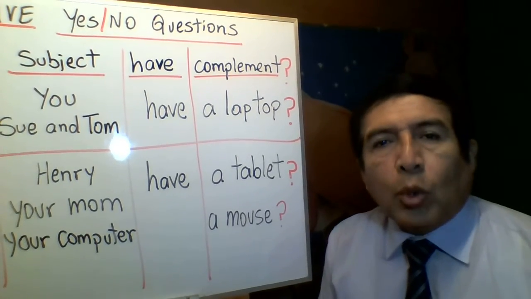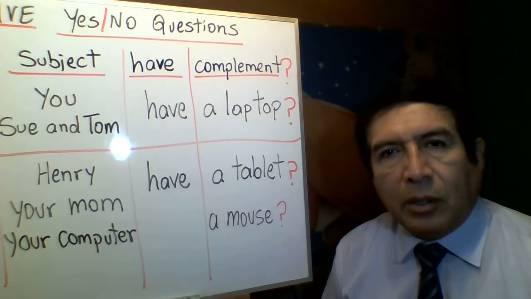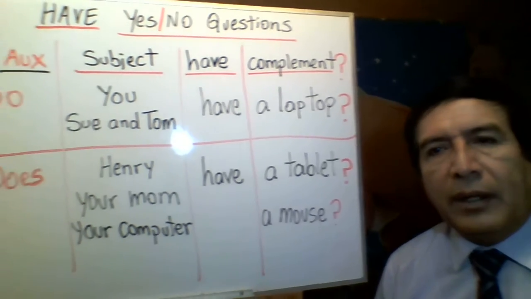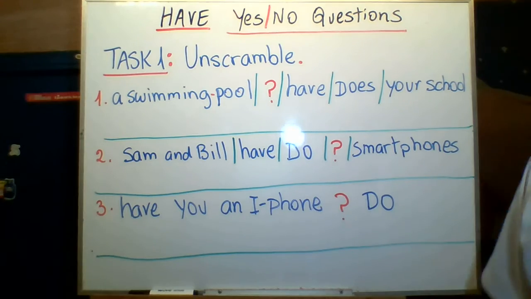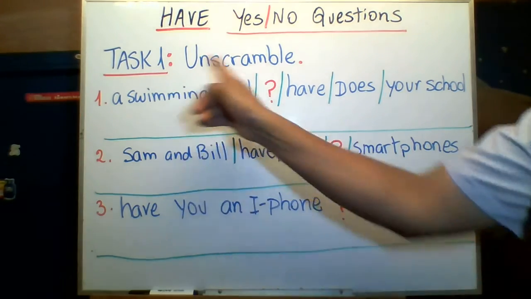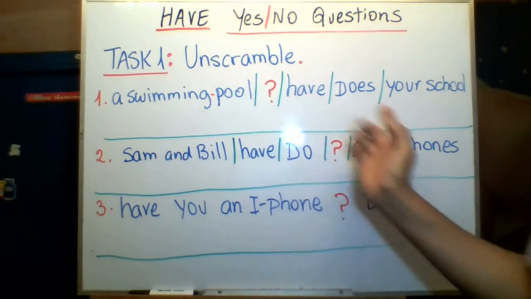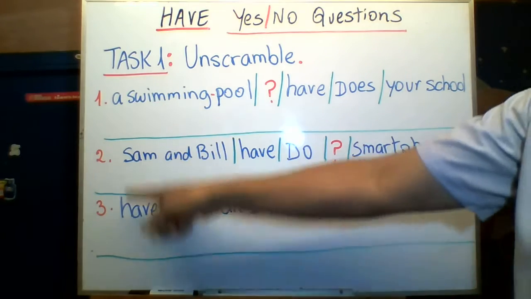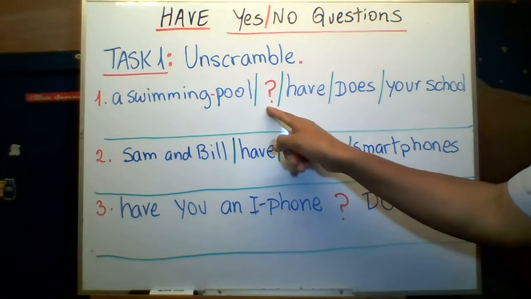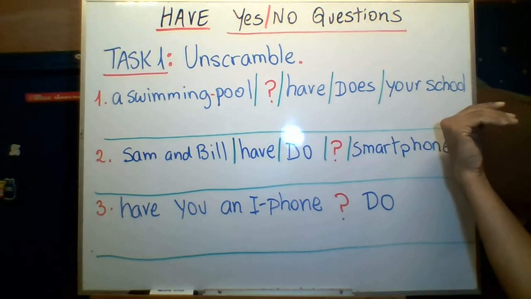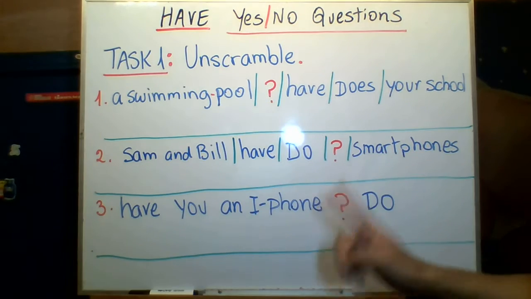And then you are going to put the words in the correct order. This is a very short exercise. Look at the board and continue with the task. Okay, here you have task one, unscramble. Unscramble means that you have to put the questions in the correct order. Three questions for this. Logically, you have a question mark, so it means that the question mark is at the end of the question.